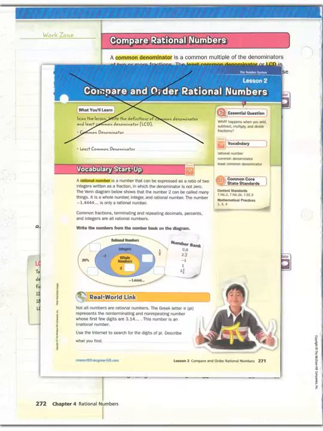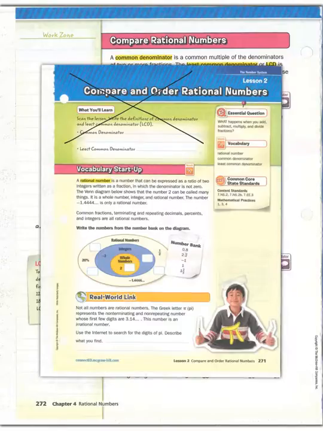I may end up splitting this into two videos. We may start with just comparing, and then I may do the ordering as part two, but we'll see how things go. So first of all, this notes page talks about common and least common denominators. I don't think we need to redefine that. We've already been doing a lot of work with fractions this year on what common denominators and least common denominators are. So just know that we are going to continue to use them.